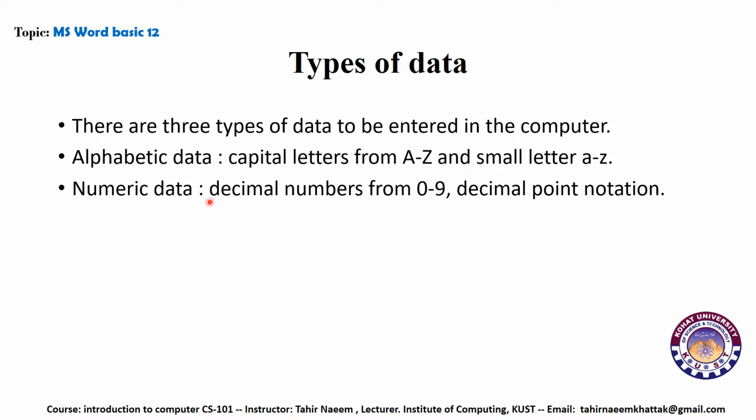Numeric data. As the name suggests, numeric corresponds to numbers. Any decimal number from 0, 1, 2, 3 up to 9 is considered a decimal number, while there are other possibilities when we use the decimal point notation, like float data. Basically, numeric data are those data which consist of numbers.